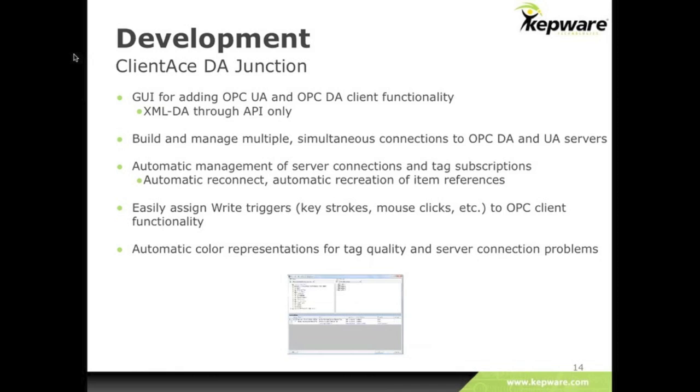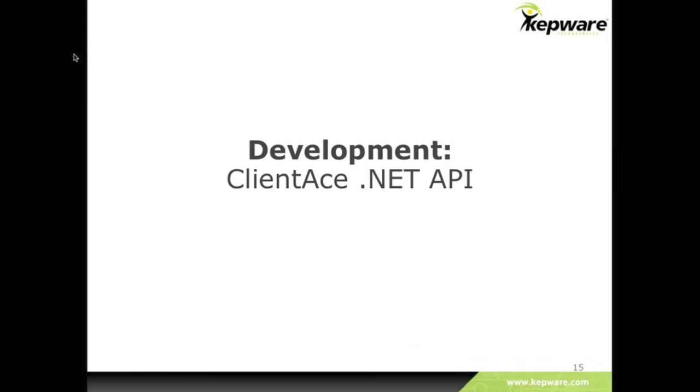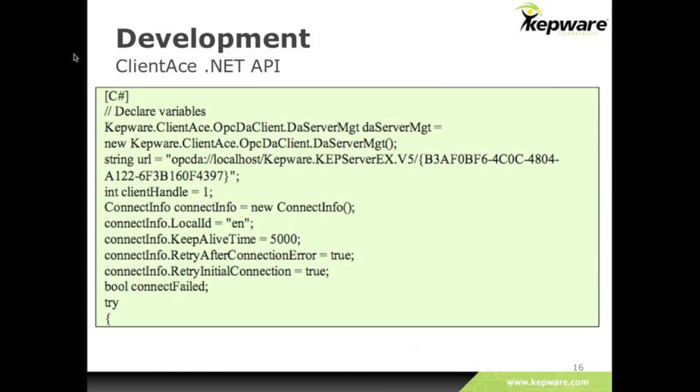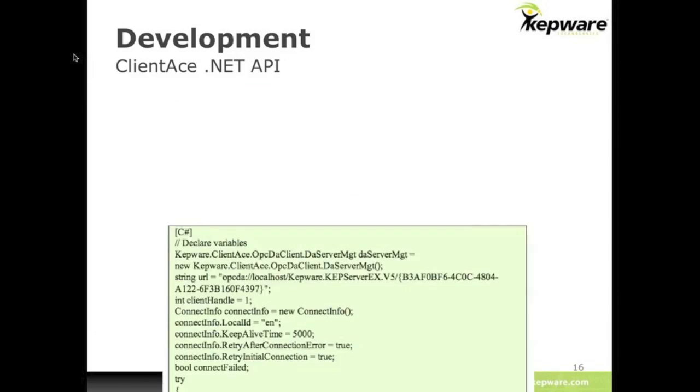There's a question about whether or not you could create Windows services, and the answer is yes. So here's the second way you can develop. This is through what we call the .NET API. The ClientAce .NET API, here's an example of an OPC DA connection object.